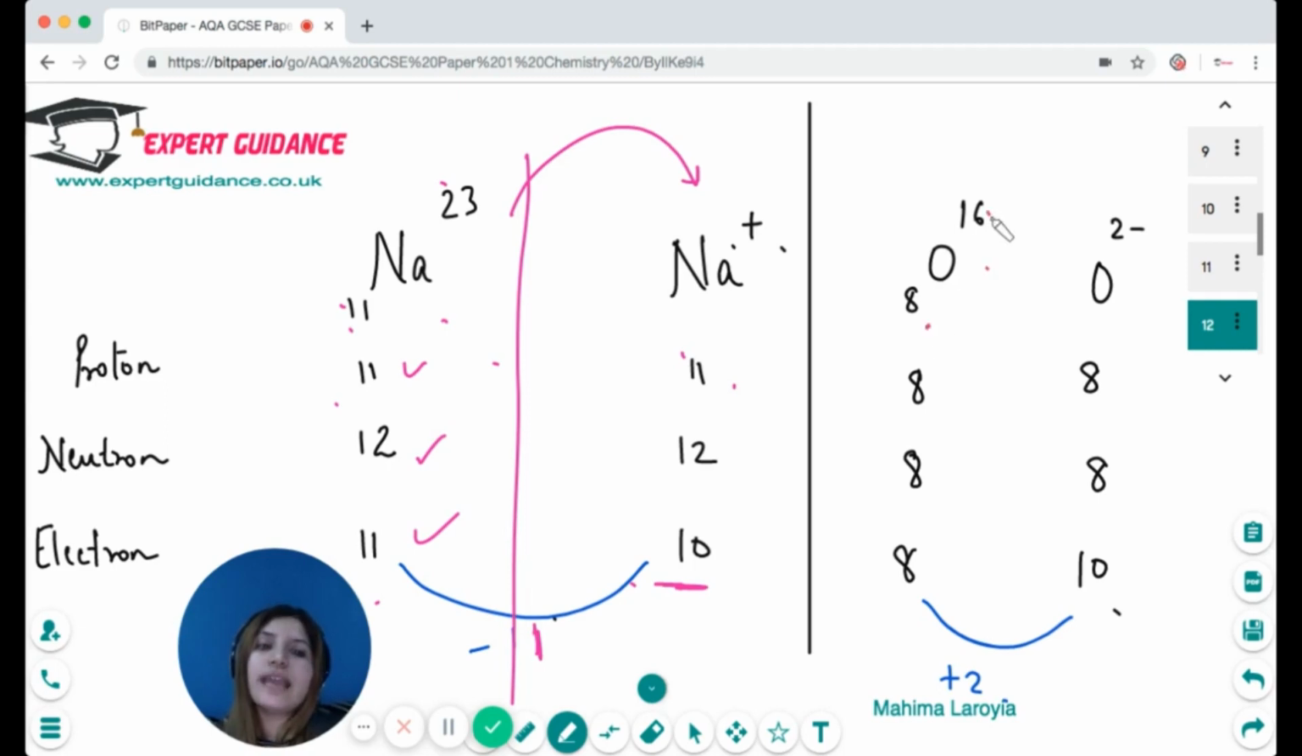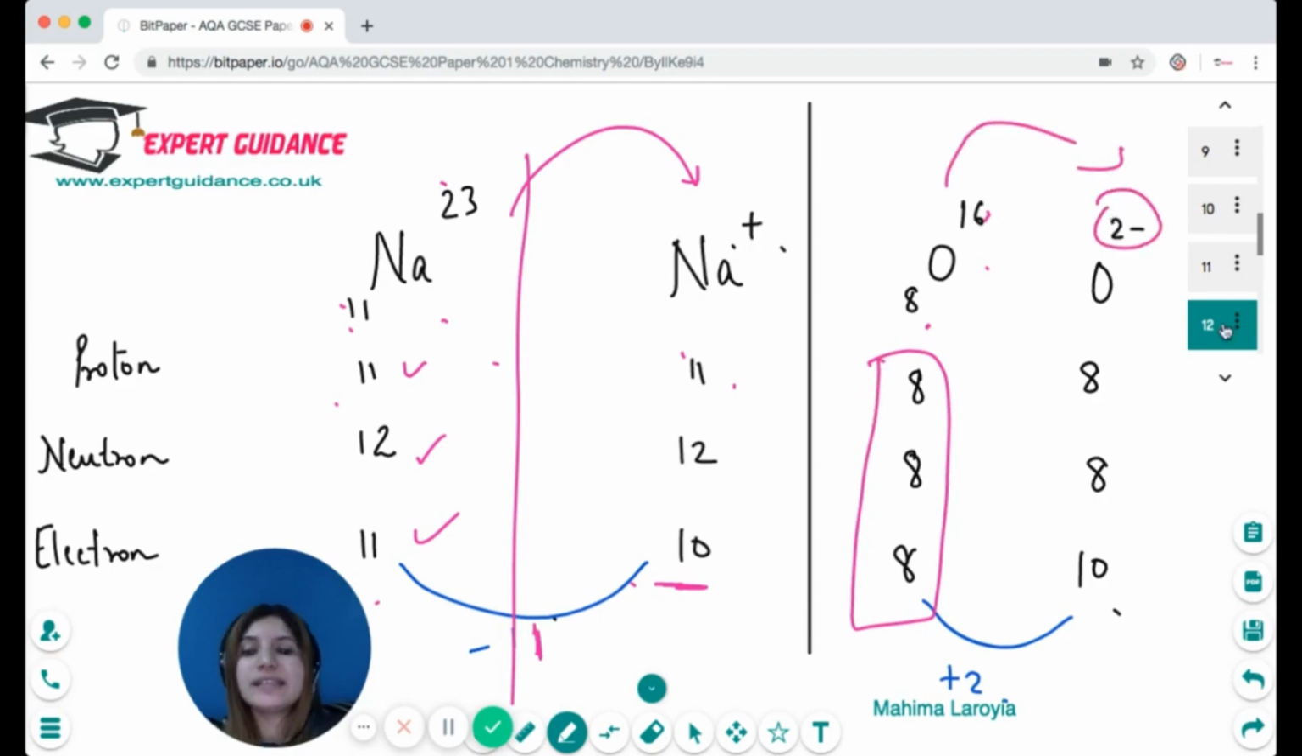Similarly, oxygen 8 and 16, they all have 8 as the proton number, neutron number, and electron number. When it becomes 2-, it means it has gained 2 electrons. So you add 2 to the number of electrons and that becomes 10. Okay, so I hope you are now in a position to work out the proton, neutron, and electron number of an atom and an ion.